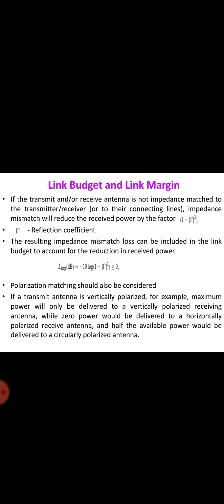Another possible entry in the link budget relates to the polarization matching of the transmitter and receiver antenna. Maximum power transmission between transmitter and receiver requires both antennas to be polarized in the same manner. If a transmit antenna is vertically polarized, for example, maximum power will be delivered only to a vertically polarized receiving antenna, while zero power will be delivered to a horizontally polarized receiving antenna, and half of the available power will be delivered to a circularly polarized antenna.